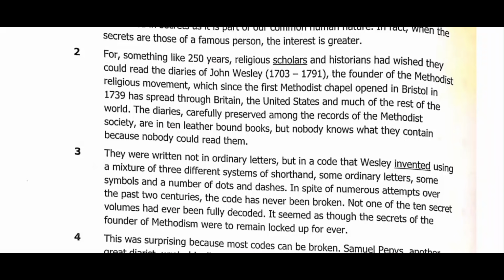Then you have paragraph 3. They were written not in ordinary letters, but in a code that Wesley invented using a mixture of 3 different systems of shorthand, some ordinary letters, some symbols, and a number of dots and dashes. In spite of numerous attempts over the past 2 centuries, the code has never been broken. Not one of the 10 secret volumes had ever been fully decoded. It seemed as though the secrets of the founder of Methodism were to remain locked up forever.